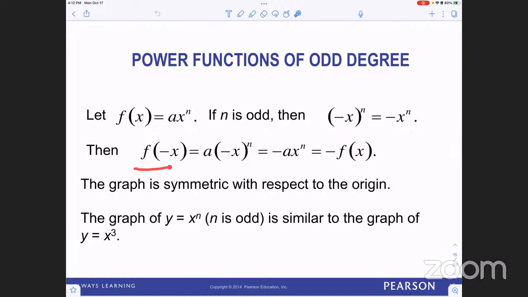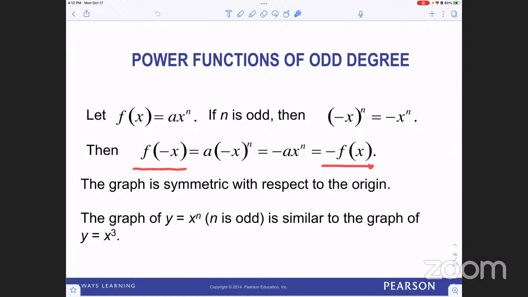So if we consider f of negative x, that gives us negative times the original, right? That's the definition of a function being odd. One more time. If we consider f of negative x and we finish with negative times f of x, or negative times the original, that's the definition of a function being odd.